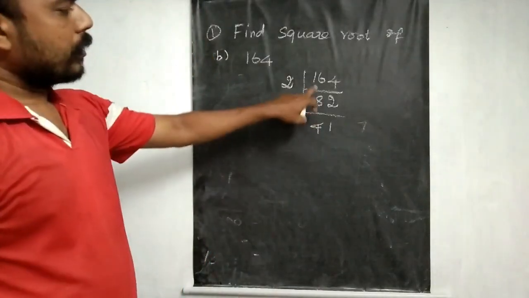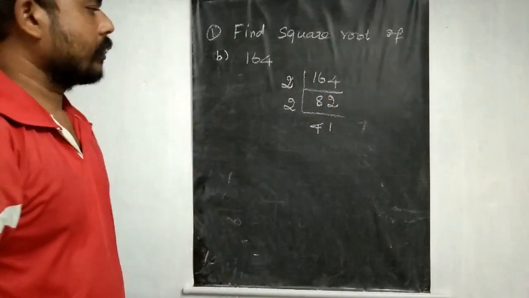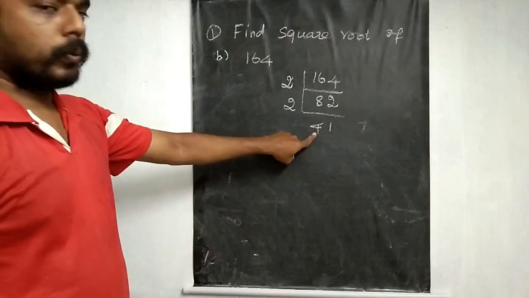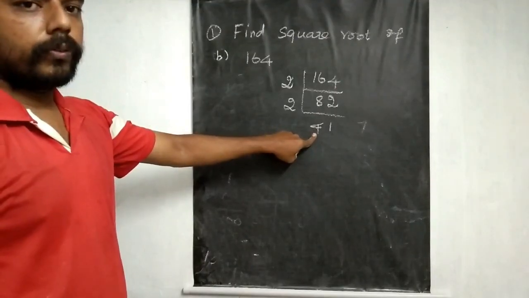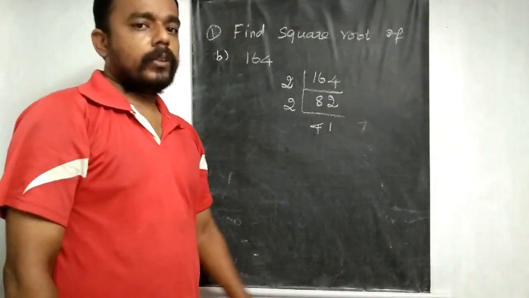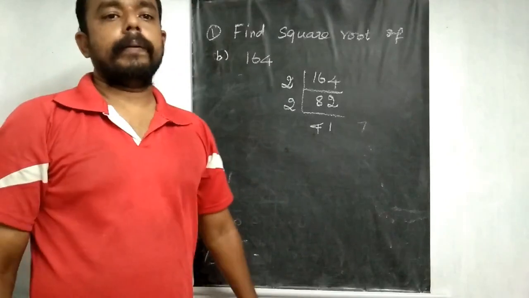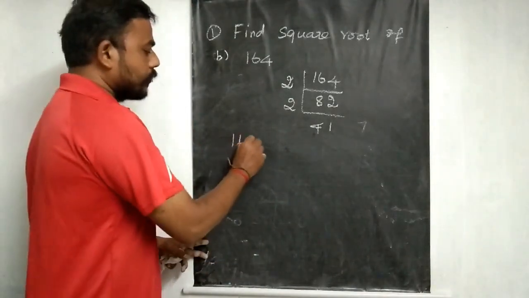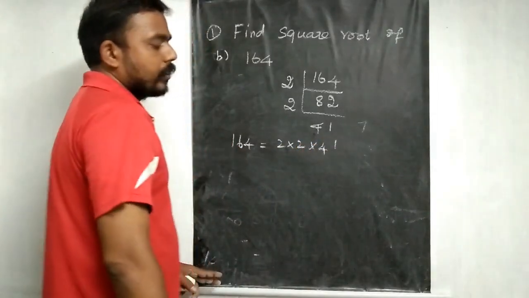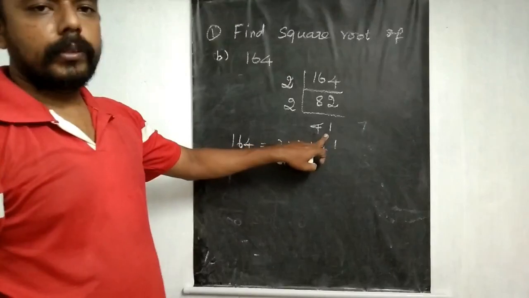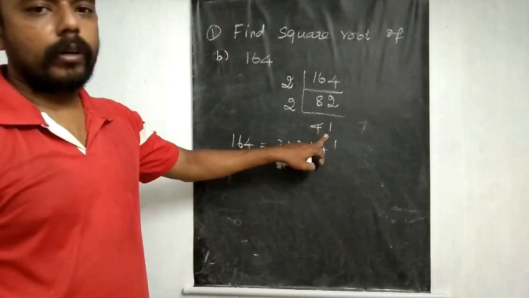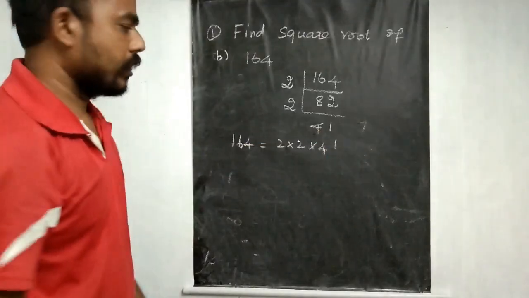Okay. Here 8, 2, 4, 1. Now think about 2, 3, 4. Not possible to divide using any prime number. So 41 is already a prime number. Now 164 we can write as 2 into 2 into 41. 3 not possible, 4 not possible, 5, 6, 7, 8, 9, 10 up to 41. No number divides this 41.